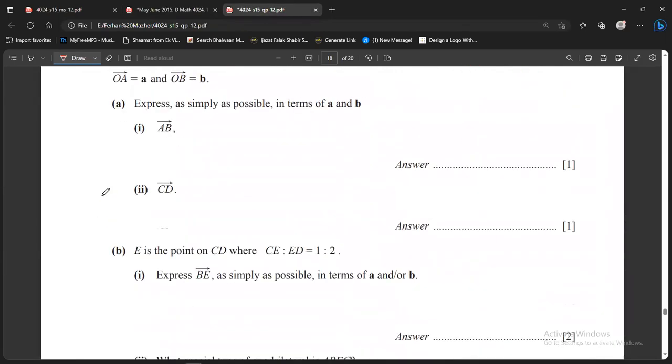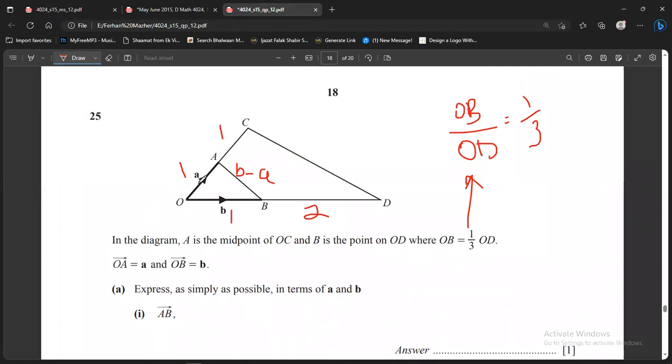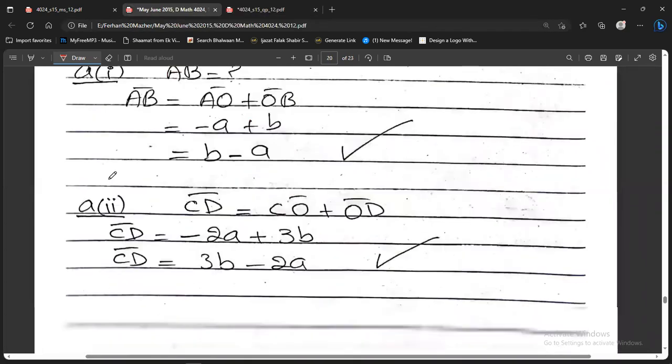Okay, then we have to find out the CD. You have to find out this. Okay, this is A, so this will be also A. So this whole thing will be 2A. This is B. So this is double of this. So it will be 2B. So this whole thing will be how much? 3B. So if you want to go from C to D, you will go from C to O, from O to D. Very simple, straightforward question.